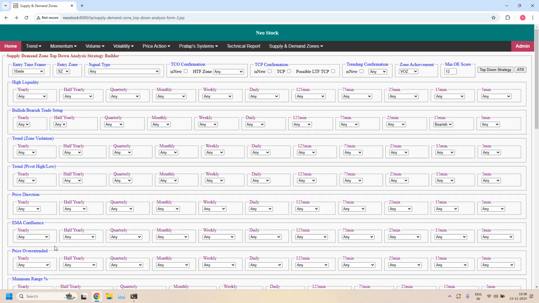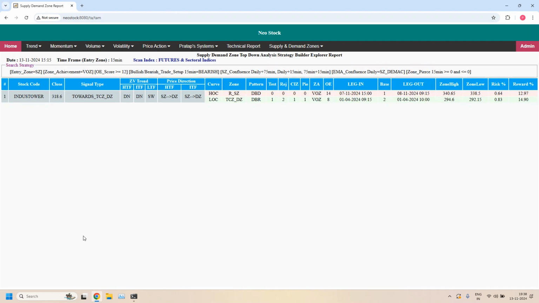Let's verify the EMA confluence at the daily time frame, because the 15 minutes and 75 minutes together are part of the daily zone, and if the daily supply zone is having a daily EMA confluence, it is an even more high probability setup. Yes, it is having daily EMA confluence. So it is a high probability trade setup stock. And moreover, it is a high liquidity 15 minutes supply zone.